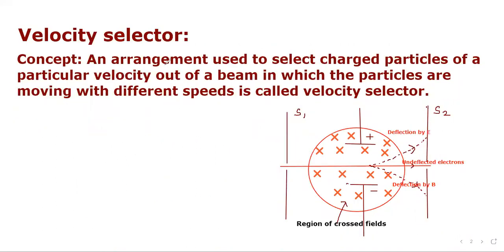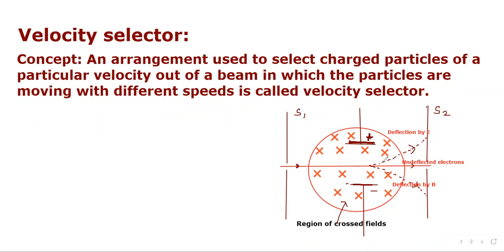Let's go to the next concept, velocity selector. Here the concept is an arrangement used to select charged particles of a particular velocity out of a beam in which the particles are moving with different speeds, called a velocity selector. Here there are two sets. This is an electron beam that is passing through crossed fields. Crossed field means here this is the positive plate, and this is the negative plate. It means the electric field is in the perpendicular downward direction, and here the cross indicates that there is a magnetic field in the perpendicular direction. So the electron beam passes.